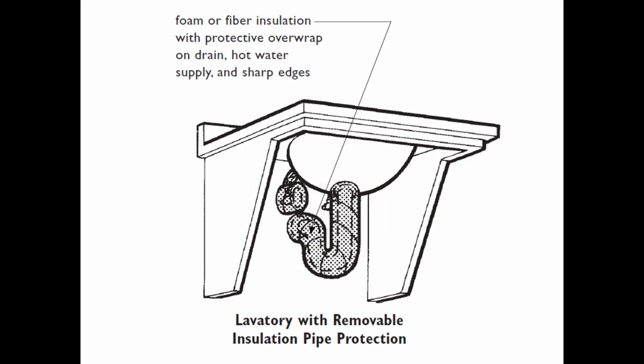This figure comes from the Fair Housing Act Design Manual, and it illustrates the pipe protection, but it differs from 605.5 in the ADA in that it addresses the hot water lines only.